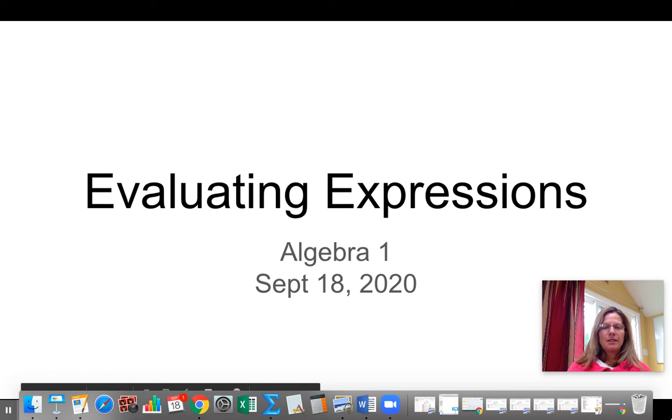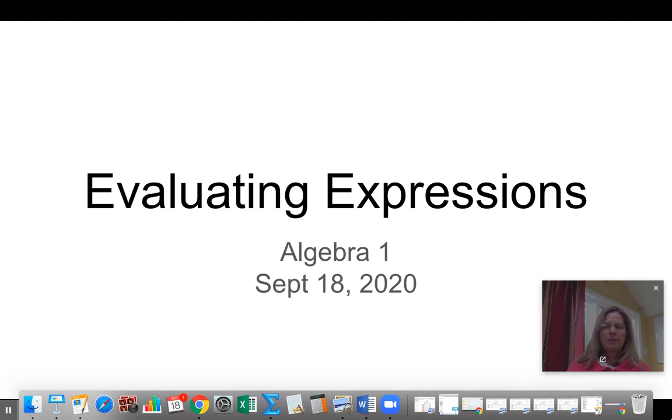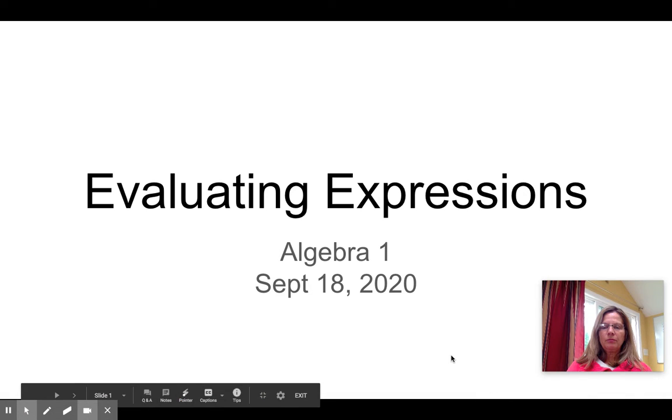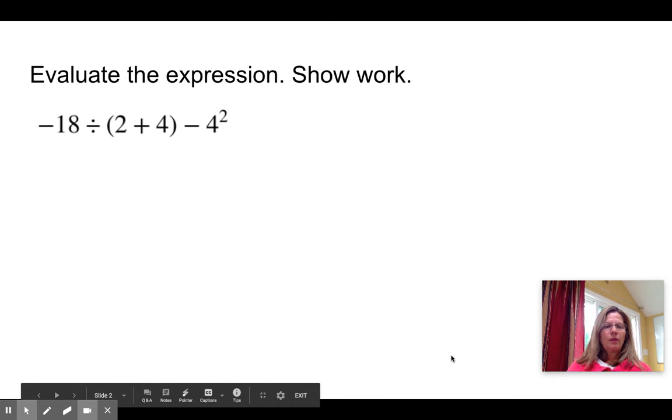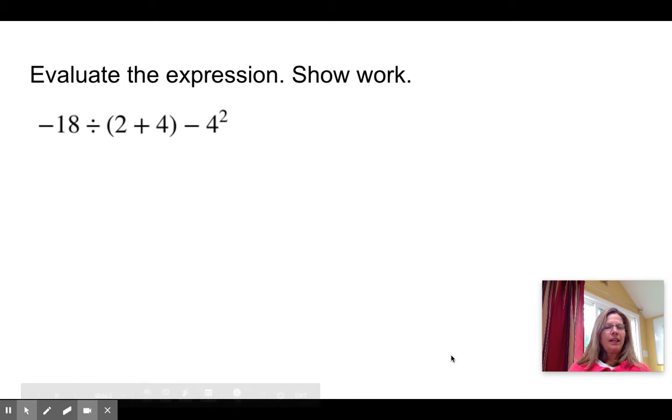Evaluating expressions. We have 4 examples that we're going to ask you to write down in your notebook and follow along with us. So the first example: negative 18 divided by the quantity of 2 plus 4 minus 4 squared. There's a bunch of operations, and we have to decide what to do first.